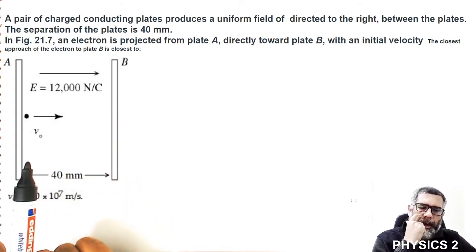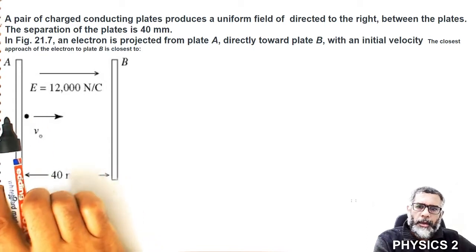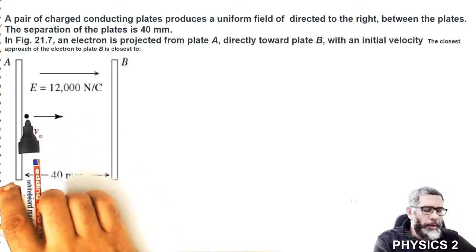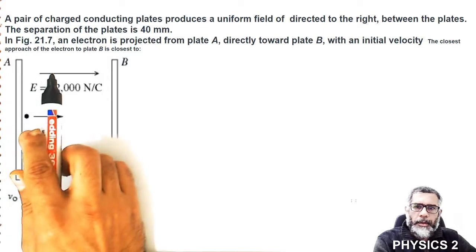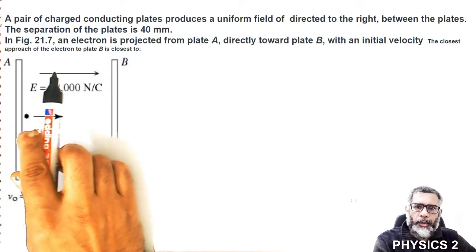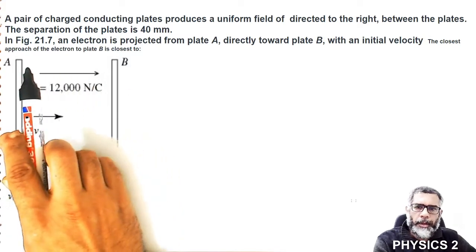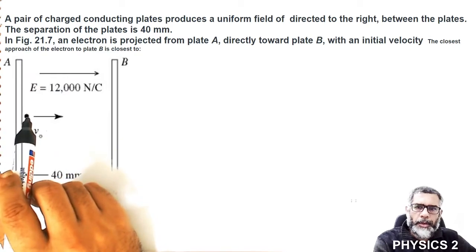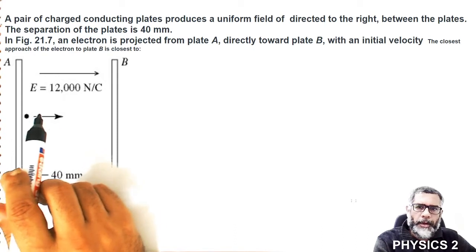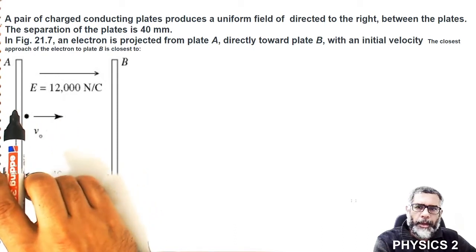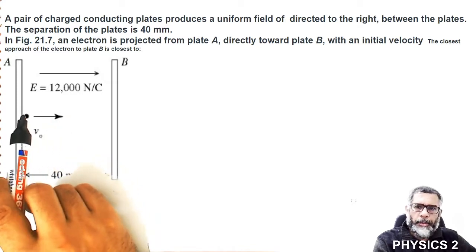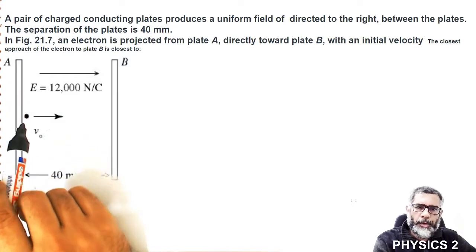Okay, so first we have to understand the type of motion that the electron does have between the plates. Well, since the electric field is from plate A to plate B, that means the plate A has positive charge and the electron has negative charge. Although the electron is fired away from the plate A, it will be pulled toward the plate A by the positive charges on the plate A.